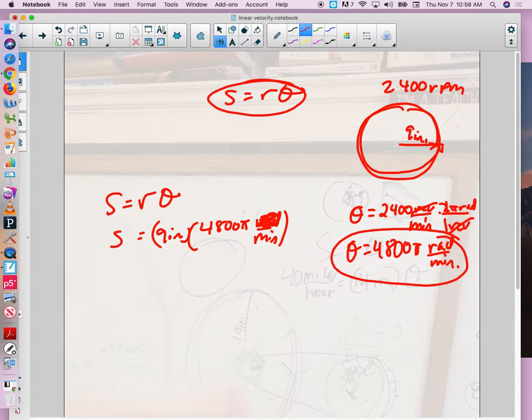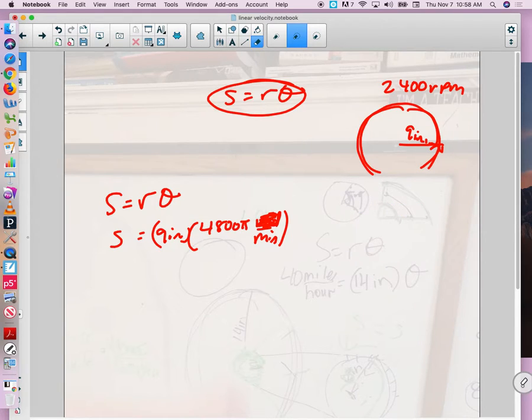And I didn't really tell you what I wanted it in, so I would accept whatever you gave me if I didn't specify. So some of you may have gotten it in inches per minute. But I wanted to go ahead and get it in miles per hour. Did anybody get it in miles per hour?